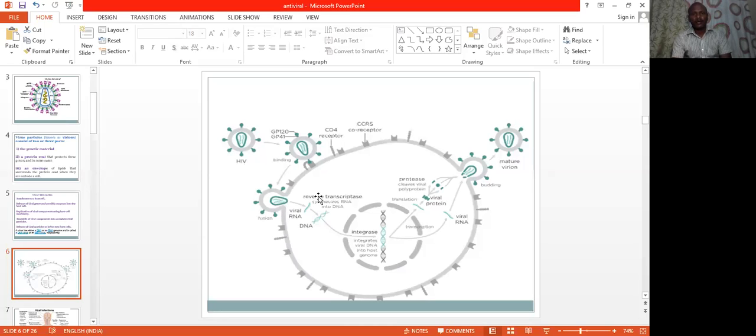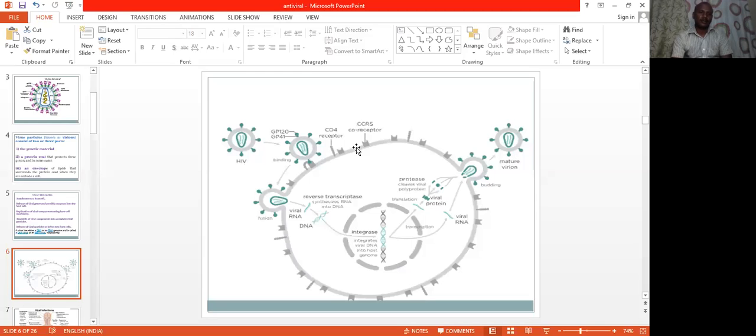Once it has diffused, all its materials will be released into the host cell, and then replication takes place. Once replication and synthesis take place, the virus will be assembled again, and then in the release phase, the mature viral particle comes out of the host cell and goes on to infect other healthy cells.